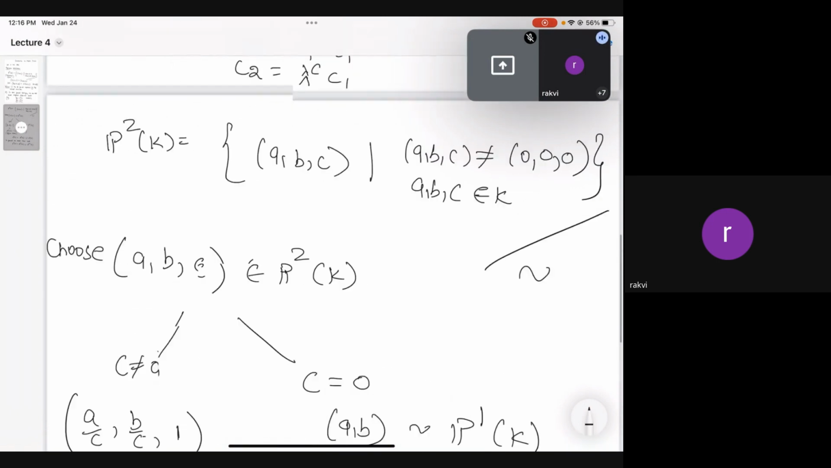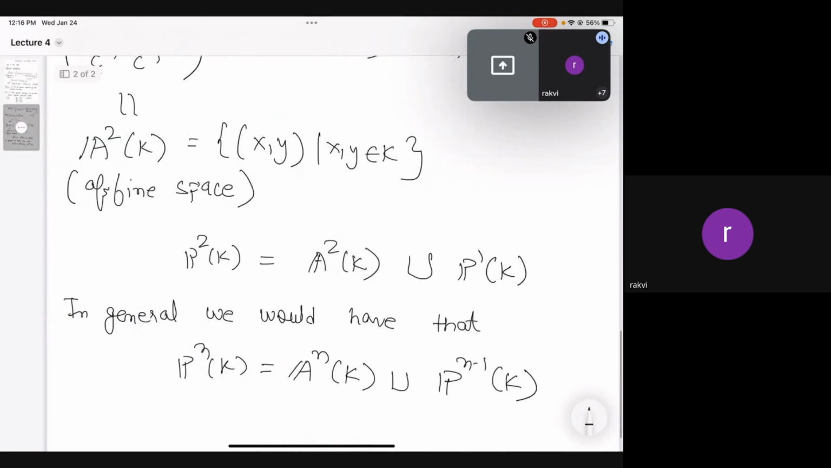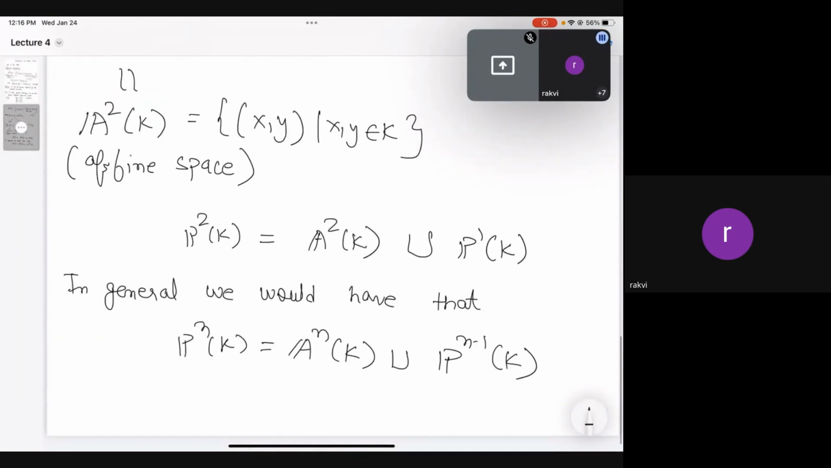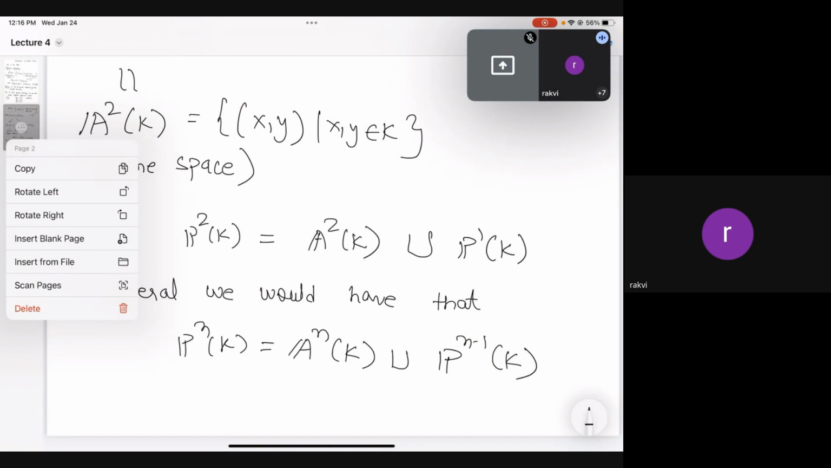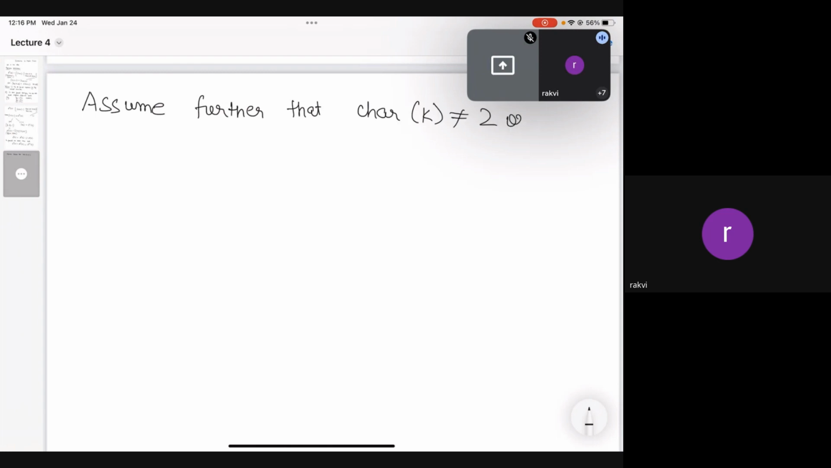Okay. So this is just some basics about projective coordinates, and I just wanted to discuss it because we will use this terminology when we discuss elliptic curves. So let's get down to elliptic curves. So again, K is my field. Let me also assume further that the characteristic of K is not equal to 2 or 3.